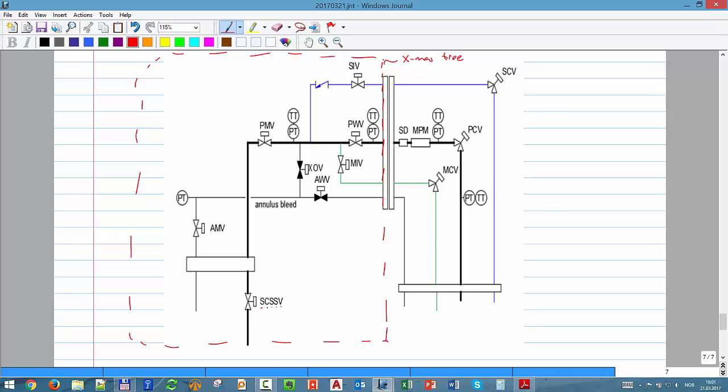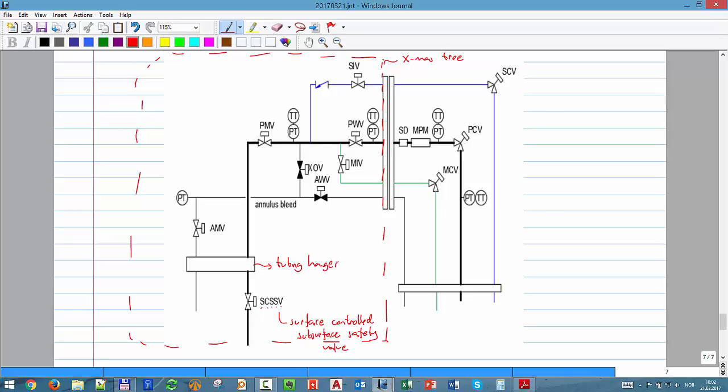Subsurface safety valve, but SC is surface control. Okay, surface control subsurface safety valve. Then, the thick line is the main production line. Okay, that box that you have here, that's actually the tubing hanger.